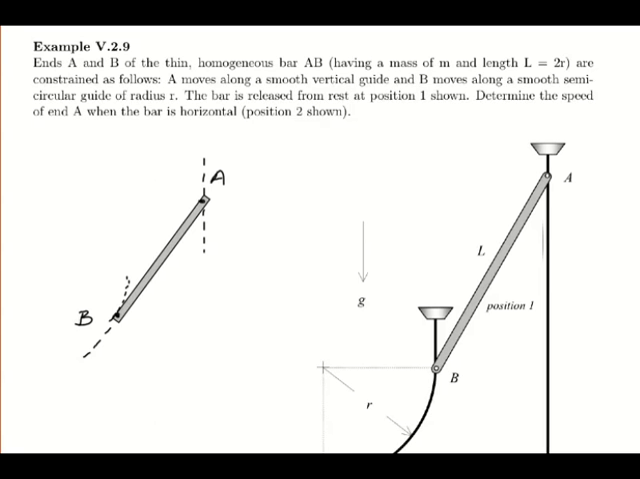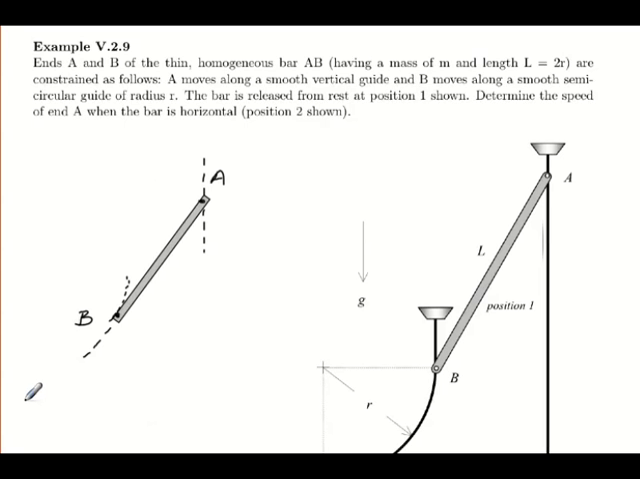In this example, we have the thin homogeneous bar AB, which is moving in such a way that both A and B are constrained to be moving along guides. Path for A is straight, path for B is curved. We know it starts out from rest in the position that's shown, and what we want to do is find the speed of end A when the bar AB is horizontal.